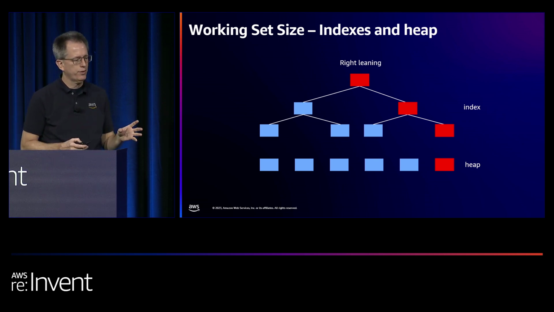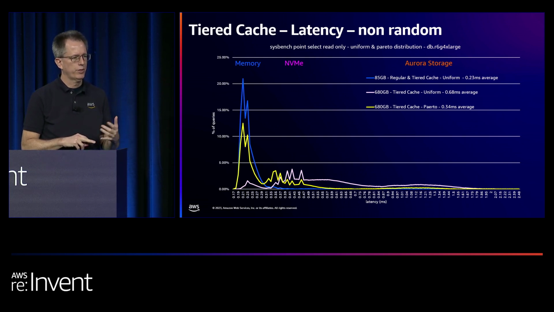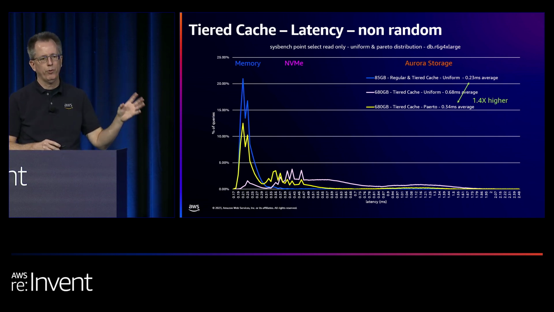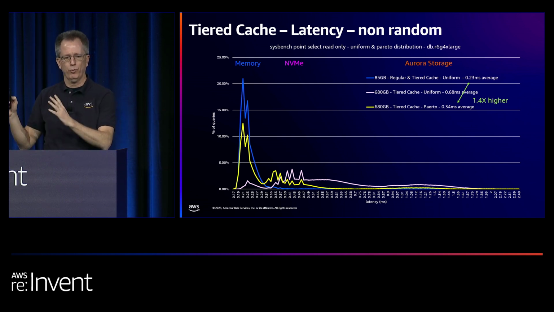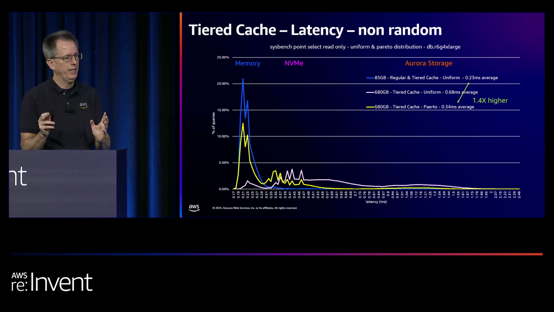So to show how this will work, I've run a Pareto distribution on Sysbench, which is really focused on a small number of blocks, but it still touches all the blocks. And so that's the same workload at 680 gig in yellow. And we now see that we're getting a lot more in RAM, and we're getting almost the rest of it in NVMe. And we're only 1.4 times worse, right? So on this kind of workload, we've managed to support an 8x larger working set size and not have a real material change in our latency, right?